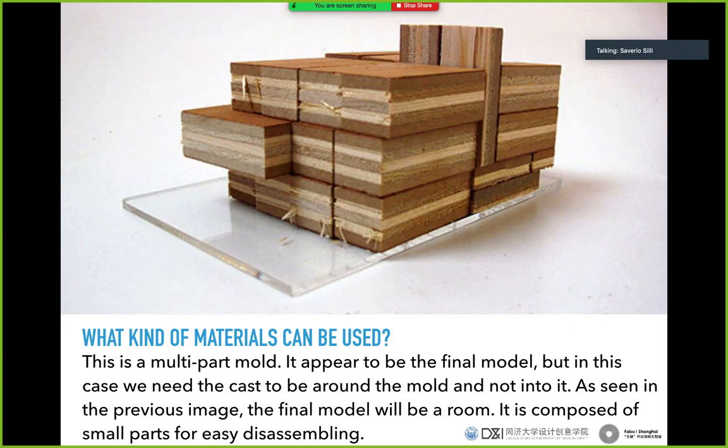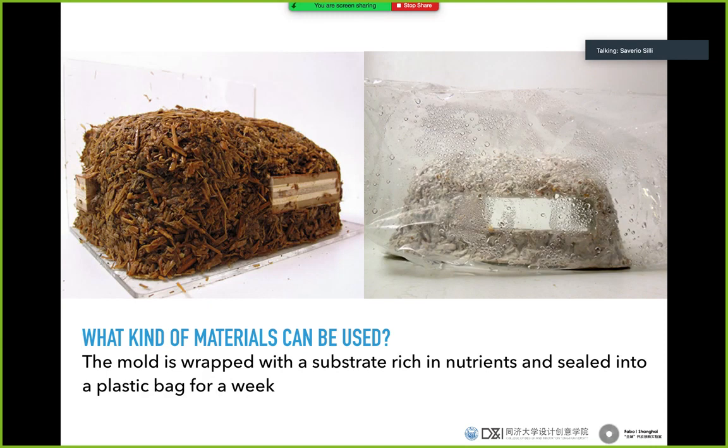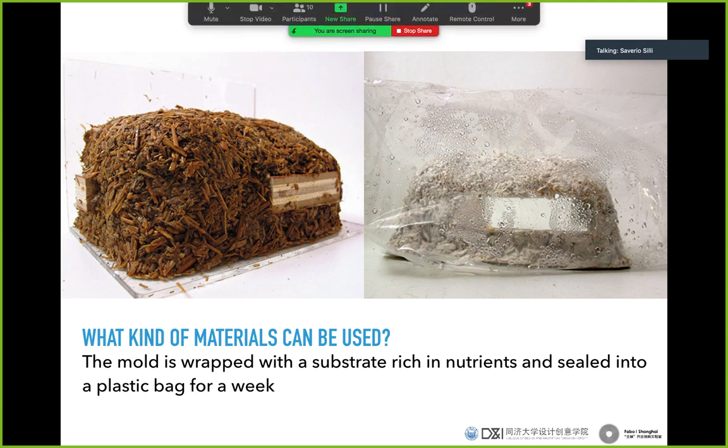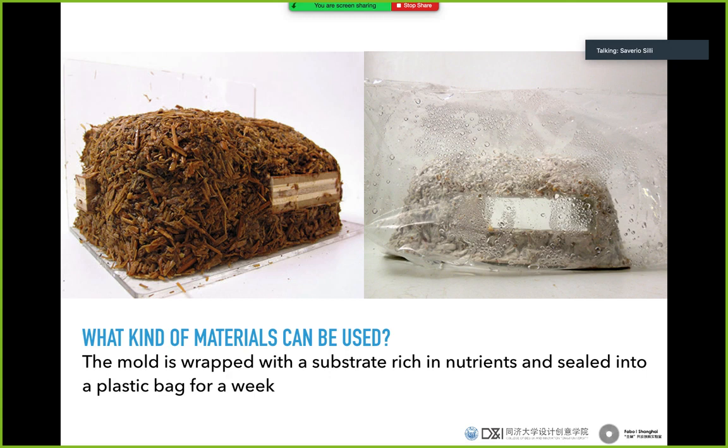So this is a mold made of wooden blocks, just wooden blocks. Then it was covered with a substrate that is normally made of straw, something like straw, and it's rich with nutrients and inoculated with the mycelium. You have to put it into a plastic bag that is sterilized, and then you wait for the mycelium. Mycelium is basically the base of a mushroom. The white part of the mushroom is the mycelium. Then the mushroom grows out of the mycelium. Mycelium will grow around the substrate that you have, and it will become solid.